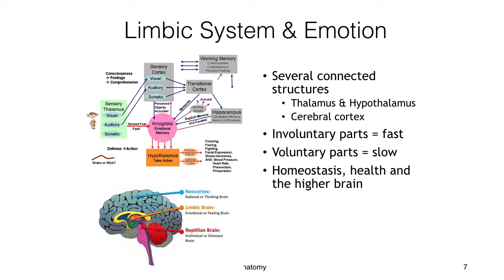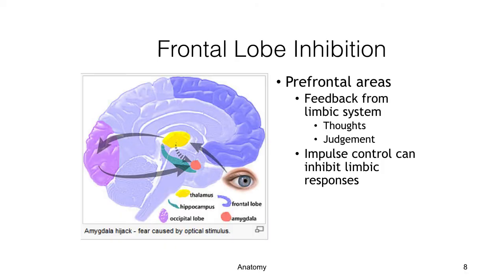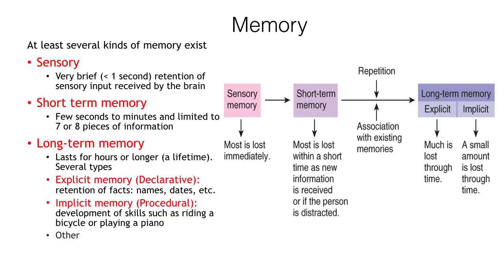These involuntary parts that assign emotions and change the function of the body work very, very fast. And then the cortex that works kind of a little bit more slowly can inhibit those emotional responses so that we can stay calm when we need to. And that's one of the main functions of these prefrontal areas, is to control the thalamus and the hippocampus. And importantly, these areas are also very closely aligned with the areas associated with memory. And memory is quite, it's more than one thing.